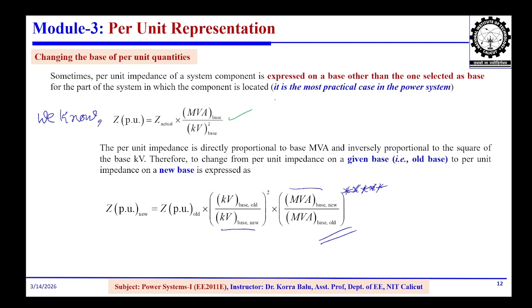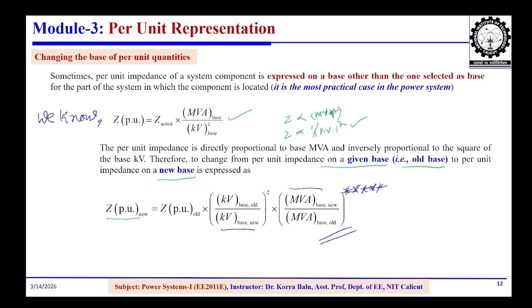From here you will see that Z per unit is directly proportional to the MVA base, and Z per unit is inversely proportional to the kV square. So the MVA base, the power, is directly proportional to the per unit impedance, and the per unit impedance is inversely proportional to the kV square. Based on this concept, we are going to change the base. If you have to change from the given old base, I need to see the given impedance on the new base. Then we have to change how the values change according to the MVA base and kV base.